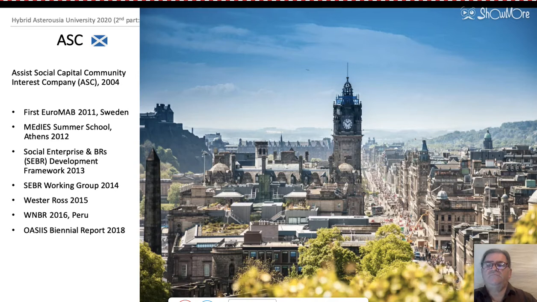So as I said, Chief Executive of Assist Social Capital, which is a social enterprise based in Edinburgh, Scotland, set up in 2004. We've got a significant amount of connection with UNESCO Biosphere Reserves, which began in Sweden at Euromab 2011. I'm pleased to say that I was also part of MIDA's summer school in Athens in 2012. We developed a framework to introduce and create social capital in biosphere reserves through social enterprises. We set up a working group in 2014 to focus on this and take it forward to the World Network.